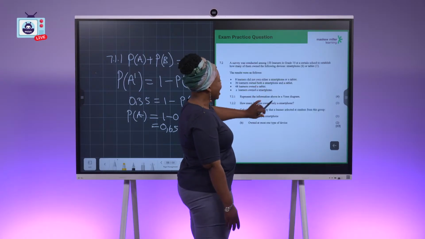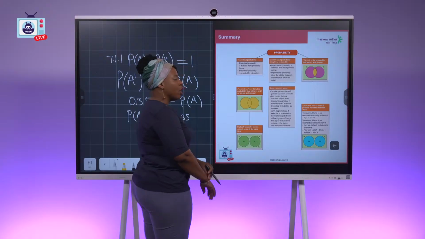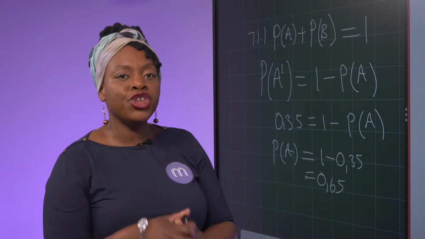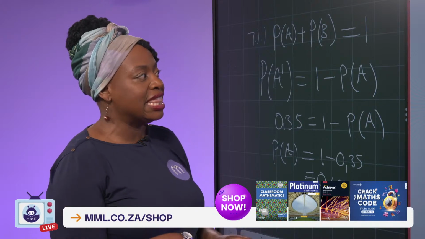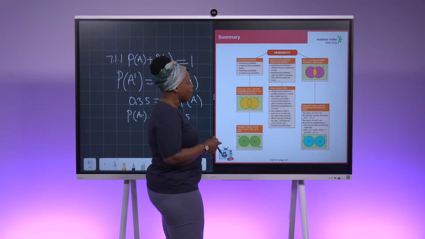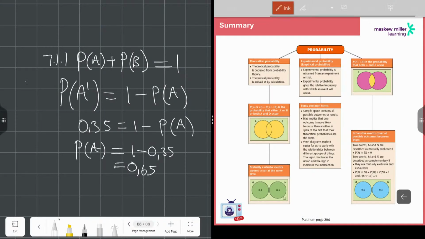I hope you guys have enjoyed and have got this properly. Unfortunately, we were not able to do the second question, but I believe I need to share this with you before we go so that you have it with you and you can understand. This is taken from our Platinum textbook, page 304. You can see that it is summarized nicely. What is probability? What does probability have? And there are nice formulas that we're busy talking about and how it works with the Venn diagram.